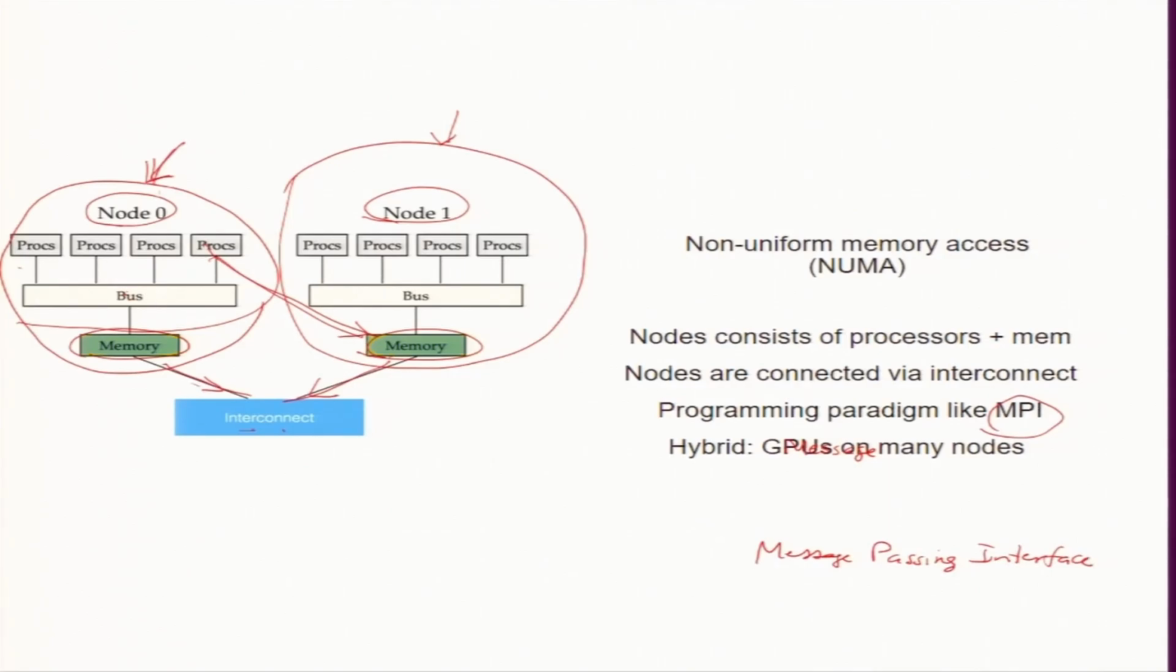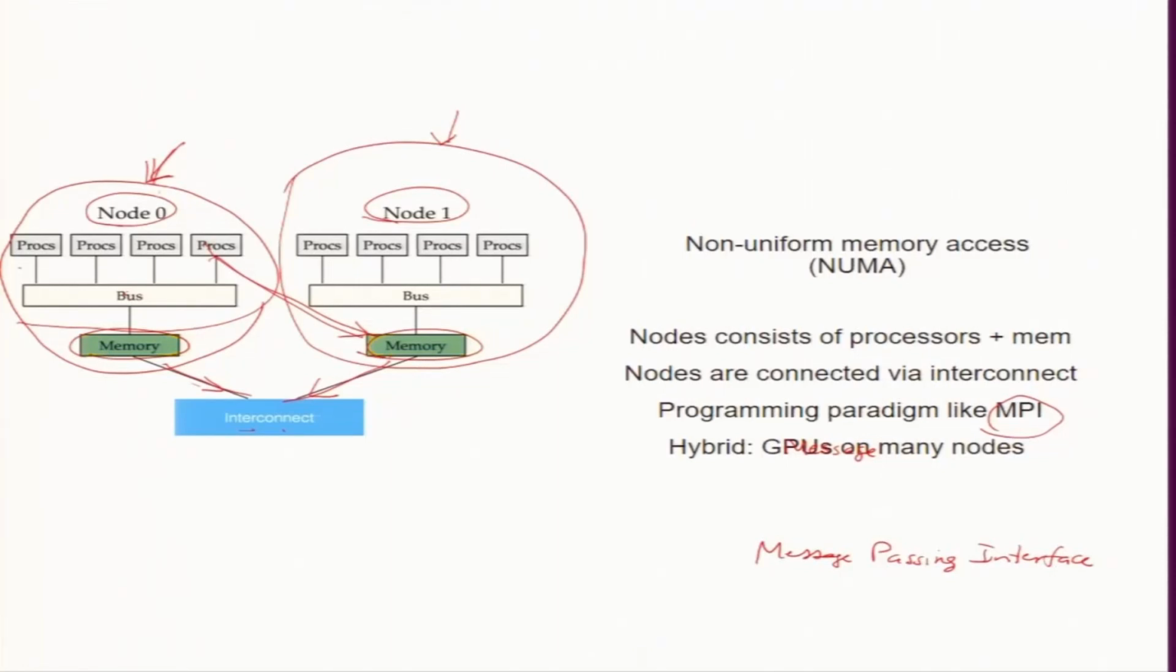So, there are two ways to program a CPU-based machine. GPU-based machines are programmed very differently. There is also something called hybrid programming. In hybrid programming, I may do OpenMP here. So, look, the problem is how do processor 0 and processor 1 communicate?